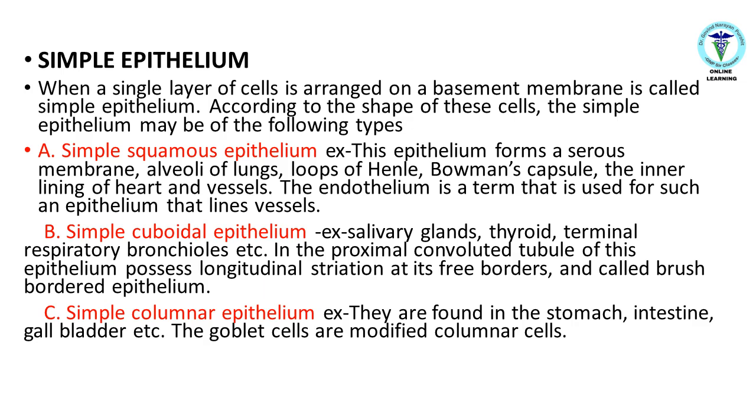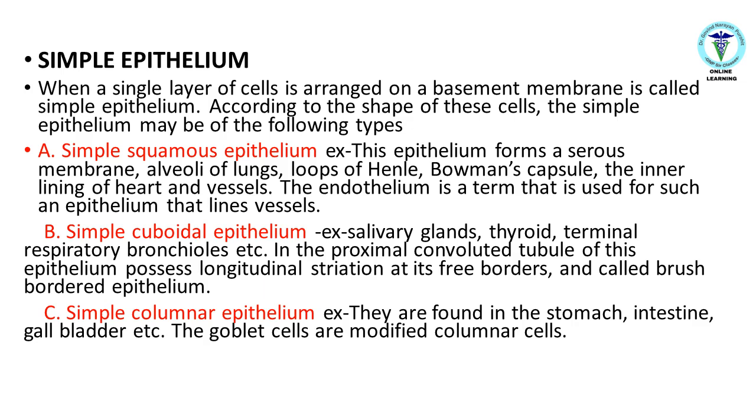According to the shape of these cells, the simple epithelium may be of the following types. A. Simple squamous epithelium. This epithelium forms a serous membrane, alveoli of lungs, loops of Henle, Bowman's capsule, the inner lining of heart and vessels. The endothelium is a term that is used for such an epithelium that lines vessels.